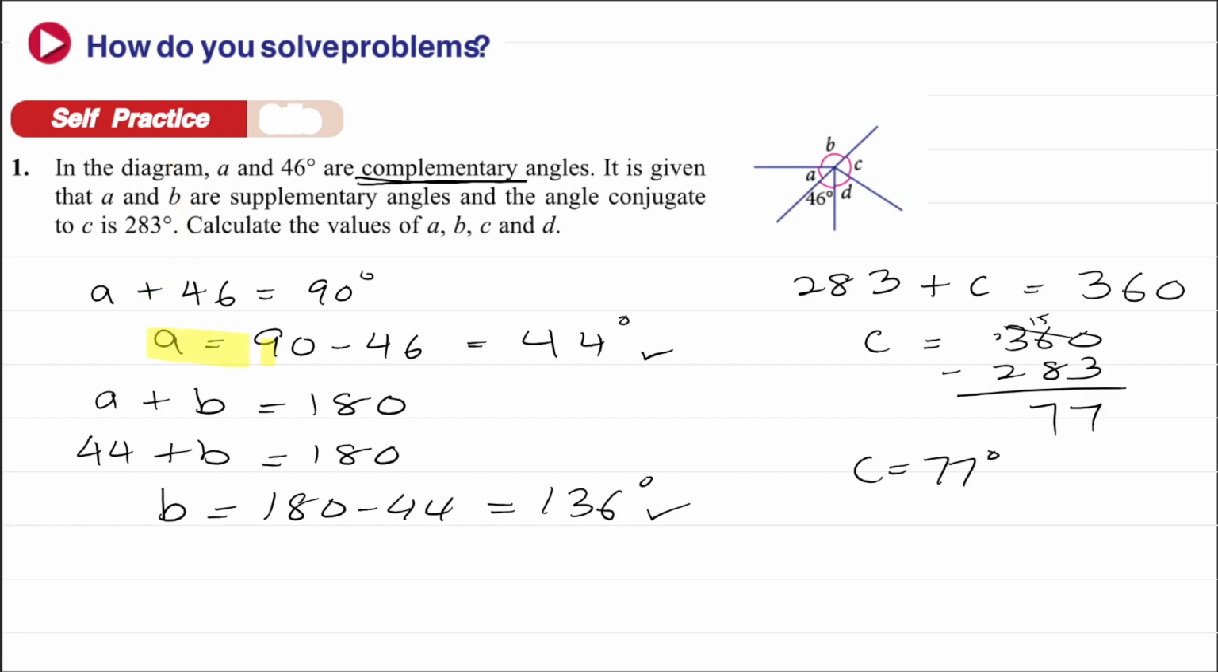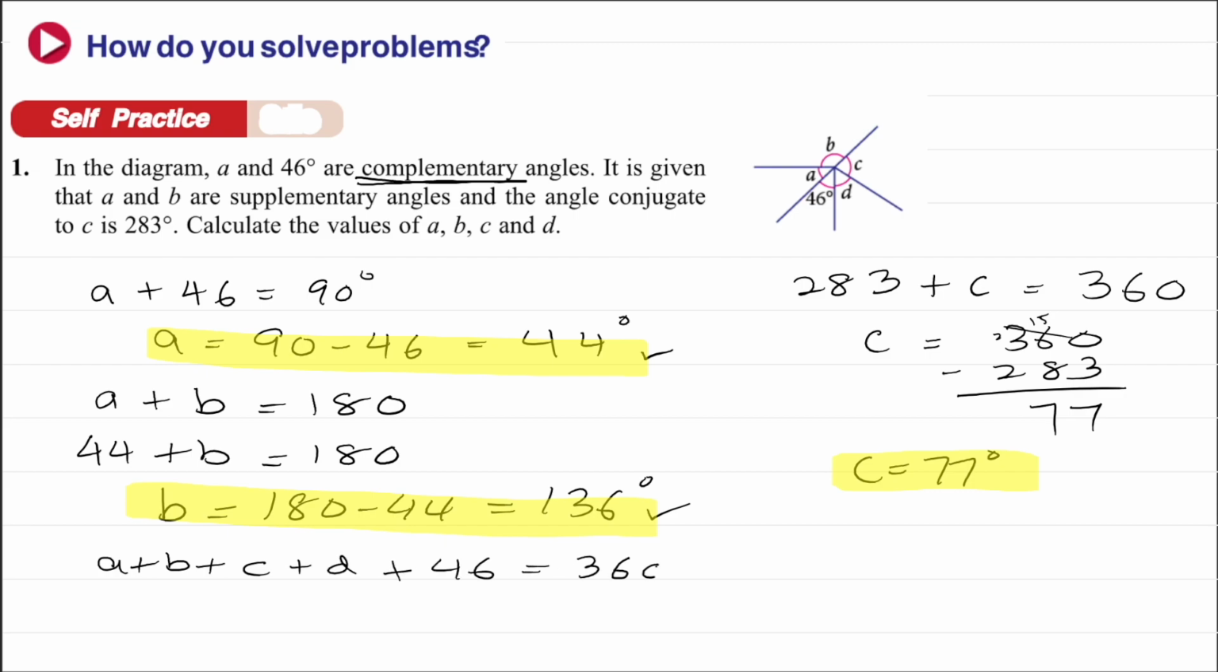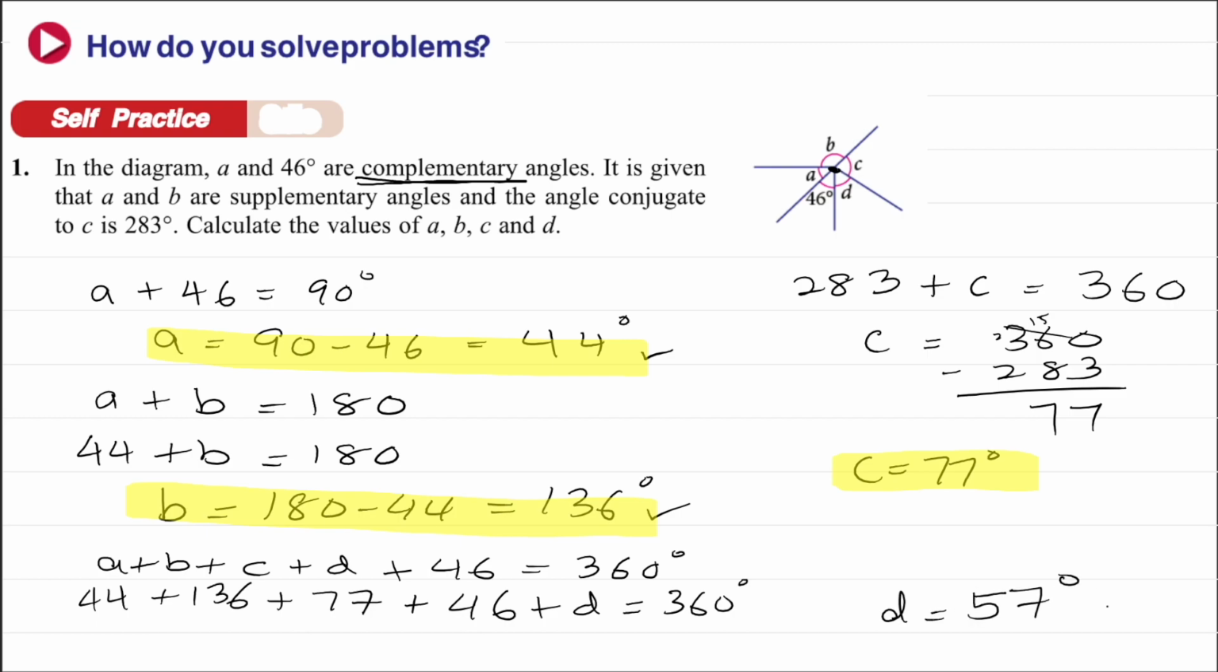So, kita dah ada A. Kita dah ada B. Dan kita dah ada C. So, how to find D? So, kita tambahkan semua sekali. We know that A plus B plus C plus D plus 46 is 360. Sebab dia angle at a point kat sini. Semua ni 360. So, kita masukkan je lah. So, 44 tambah 136 tambah 77 tambah dengan 46 tambah dengan D sama juga dengan 360. So, bila kamu selesaikan, kamu akan dapat D sama juga dengan 57. Siap jawapan. Settle. Okay.